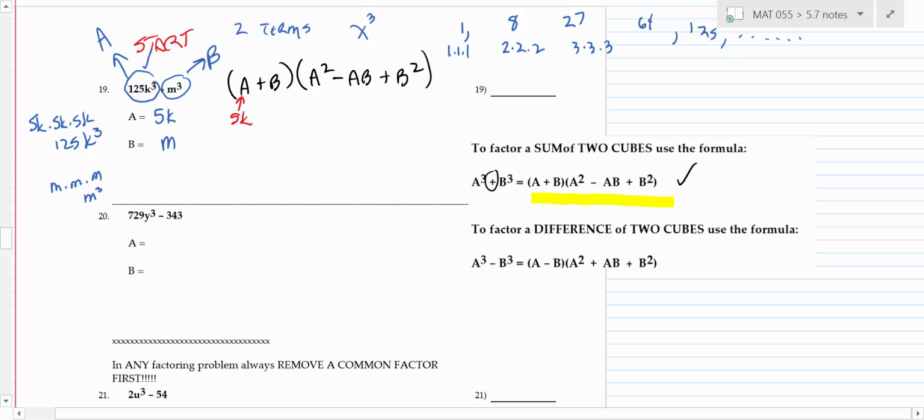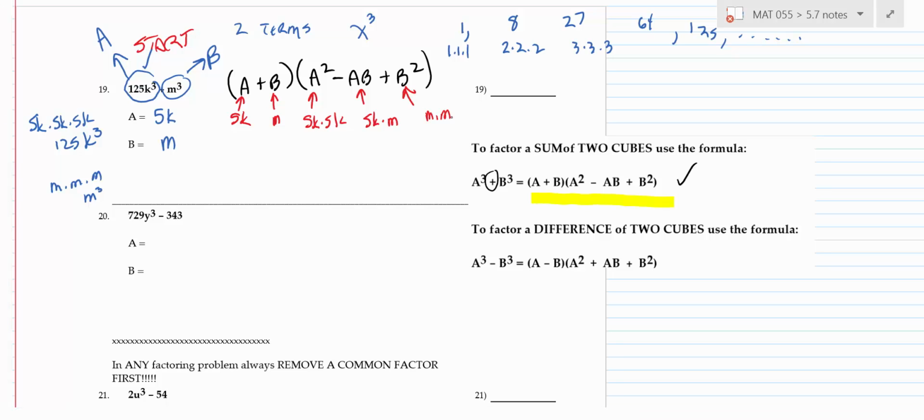A is 5k, B is m. Then you're going to do A squared. Well, A is 5k times 5k. Just multiply it by itself. That's how you square something. AB, A is 5k, B is m. And then when you go to B squared, multiply that out by itself. I recommend, until you know what you're doing, that you write that out. Eventually you get to a point where you do this in your head, and that's your goal.